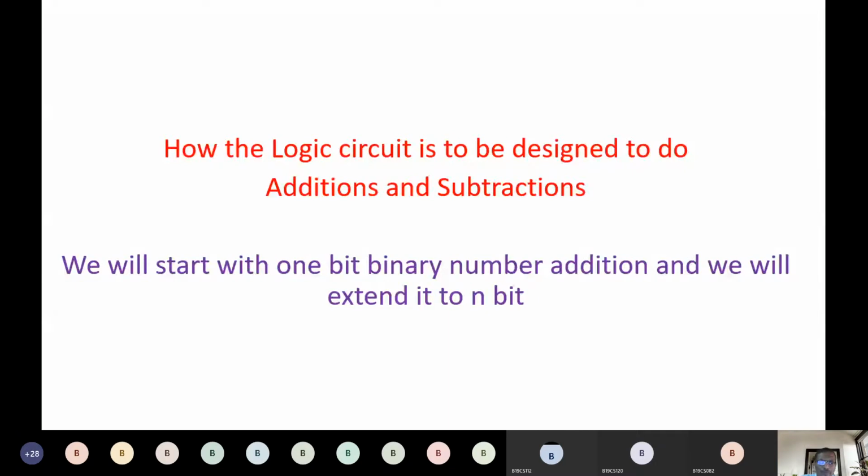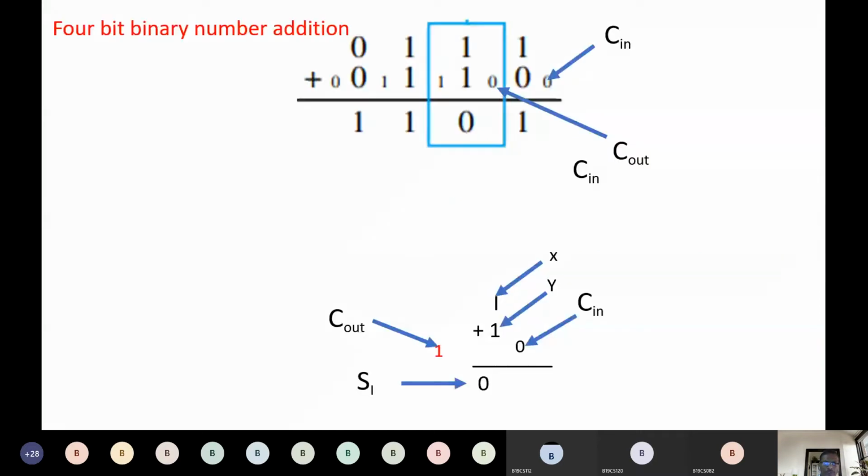Yes, sir. Okay. Good morning, all of you. Today we look at binary addition, subtraction, and also multiplication. So we'll look at how these addition, subtraction, and multiplication can be implemented in logic circuits, the hardware. Before looking at the actual circuit, there is a small thing we need to know.